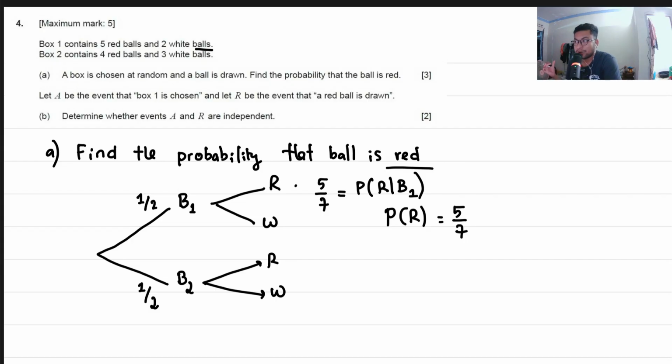So when you're saying PR equals 5/7, which box does the red come from? Box 1 or box 2? Is it accurate? No. Do you understand? But if you write R given B1, which means you chose B1 or box 1 first, and then the second time you choose red. Do you understand? Okay.